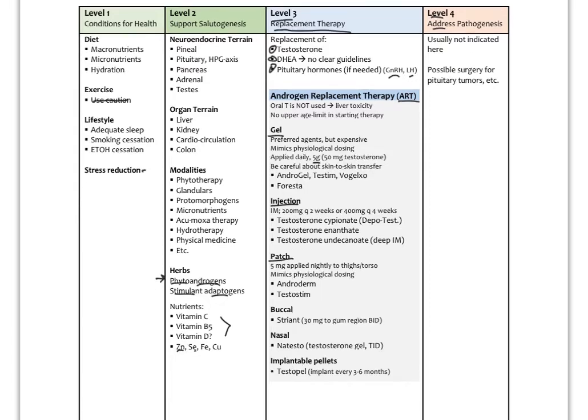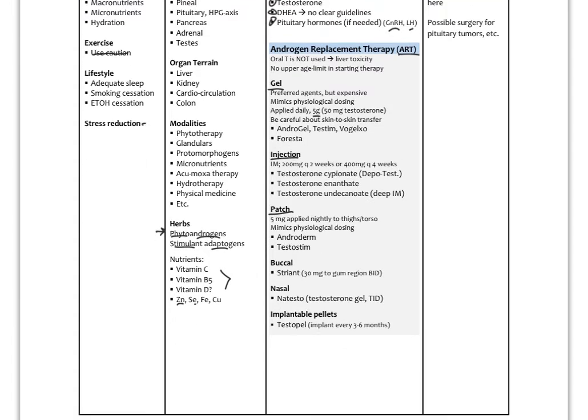And then buccal, so in the mouth, absorbed sublingually. And Striant is an example of that. That's 30 milligrams to the gum region, but that has to be taken twice a day. Not quite the same as physiologic dosing. And then there's a nasal. I don't know if this is still in production, but Natesto. It's a nasal testosterone gel, but it has to be taken 3 times a day, so not convenient.